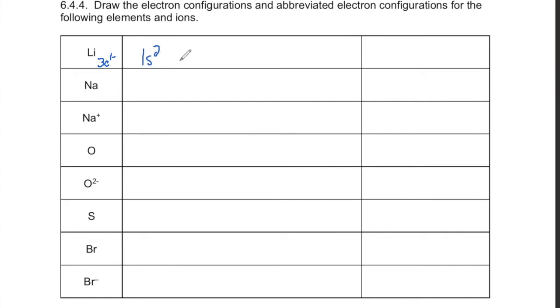The first 2 are in the 1s orbital, and the next one is in the 2s orbital. So the 2s orbital is not full, but that's where that last electron can fit. And so the outermost level for lithium is level 2. If we want to keep track of the valence electrons, altogether there's 1 valence electron for lithium.